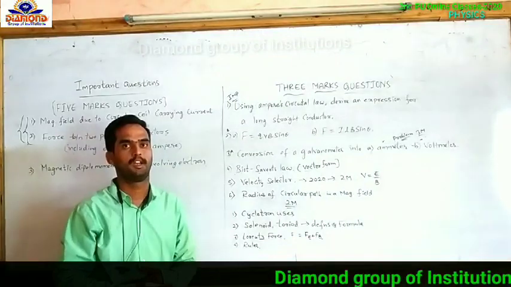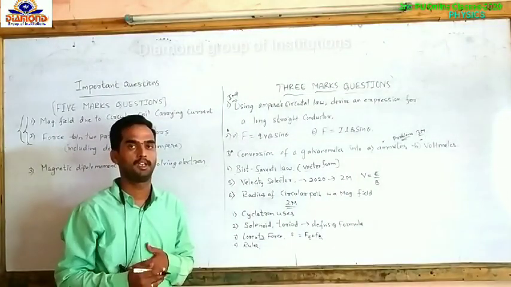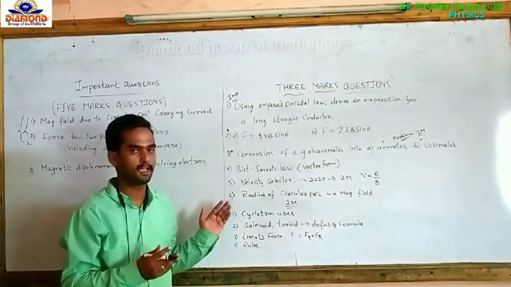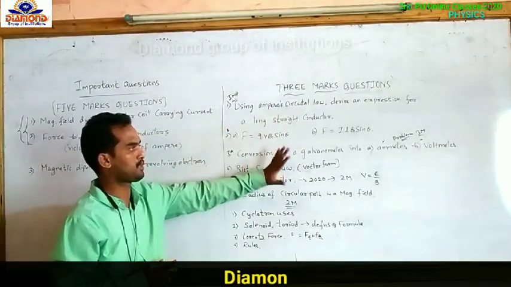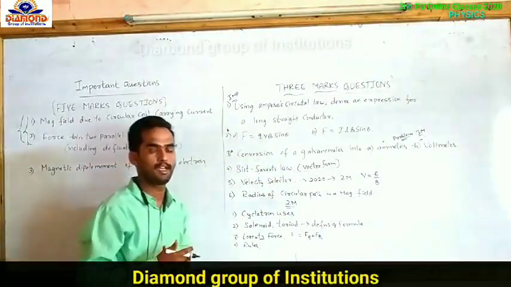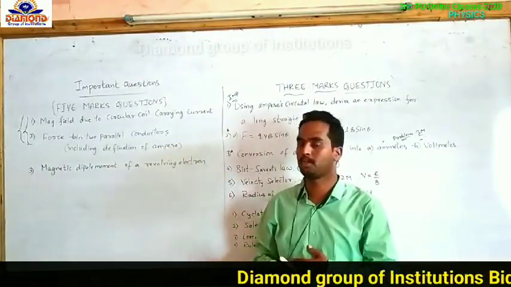Students, we completed the theoretical part of moving charges and magnetism, that is chapter number 4, completely theory with important and expected questions list. Now, in the next session we are going to discuss NCERT problems based on the important formulas.